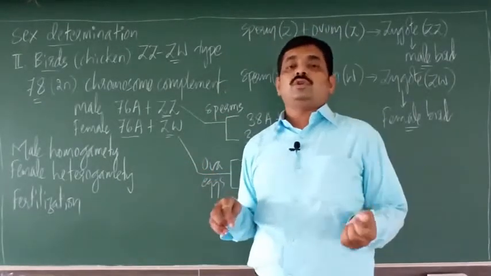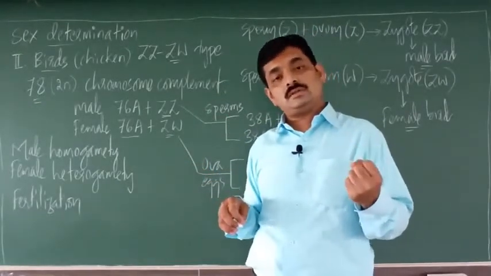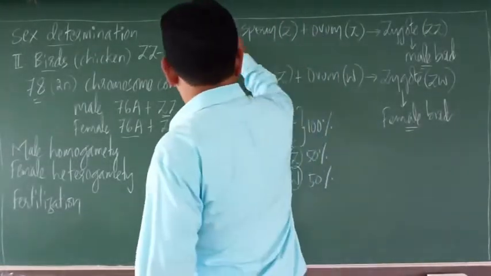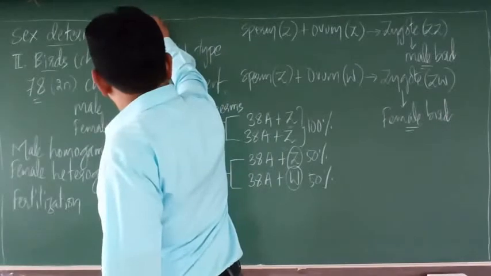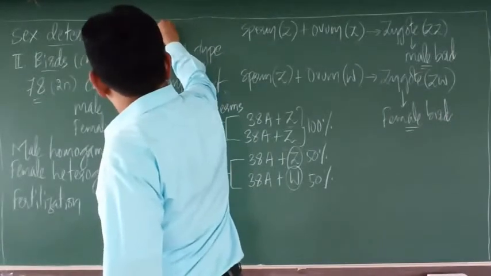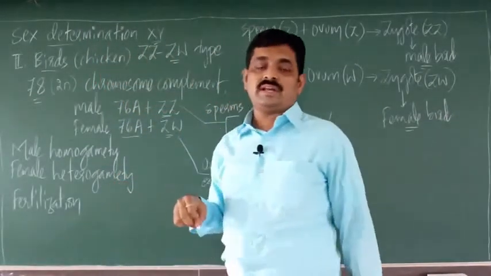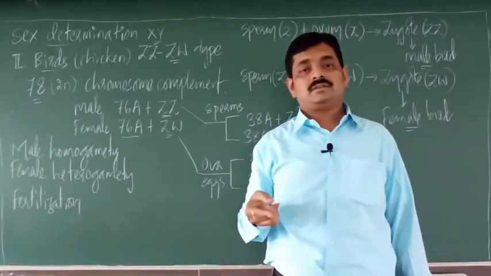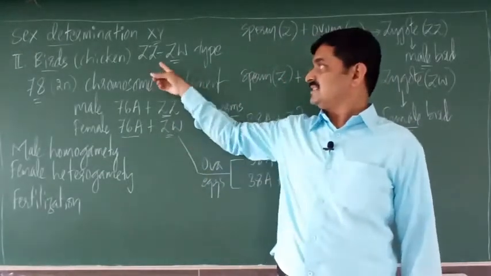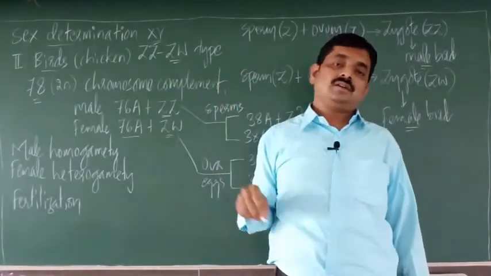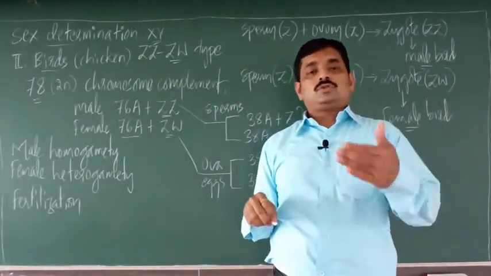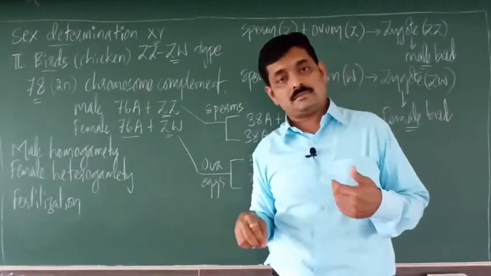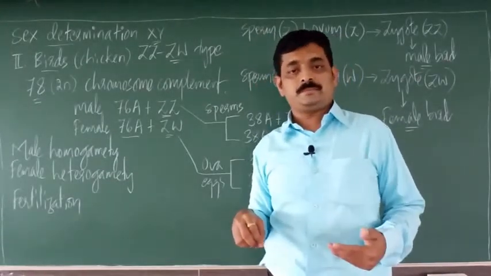So in previous video we discussed the sex determination in man. So in man it is called XY type of sex determination, right? Whereas in birds it is ZZ, ZW type sex determination. So in the next video we shall continue with the next part. So we shall stop here. Thank you.